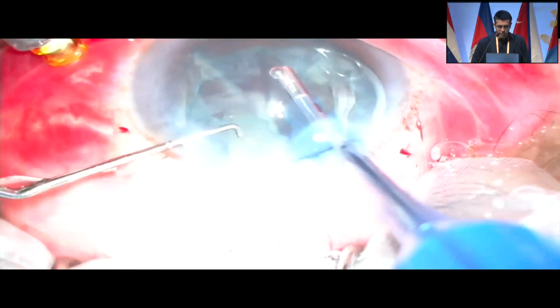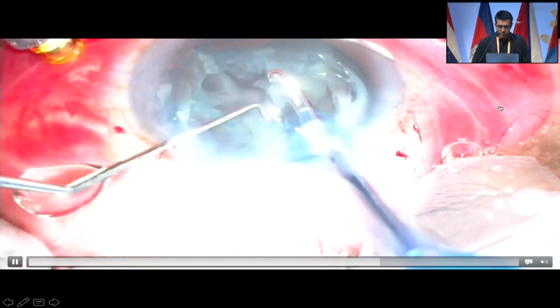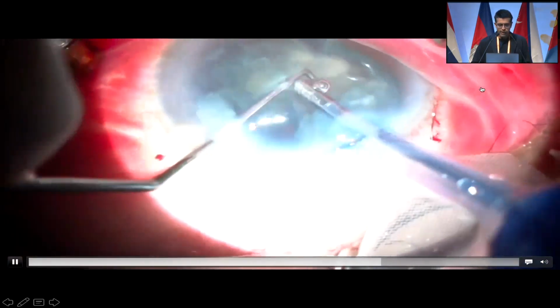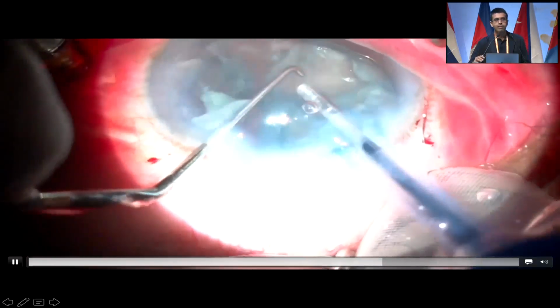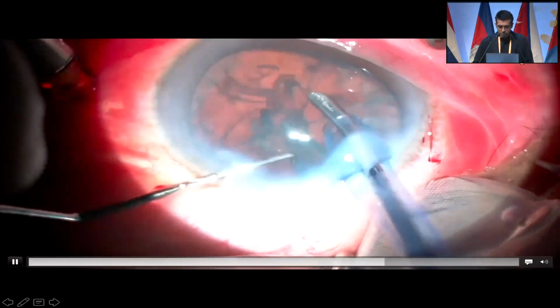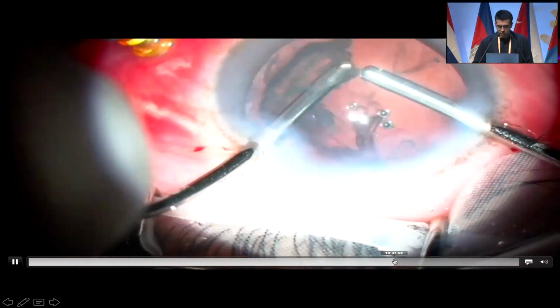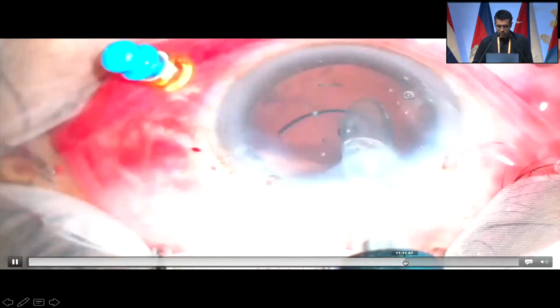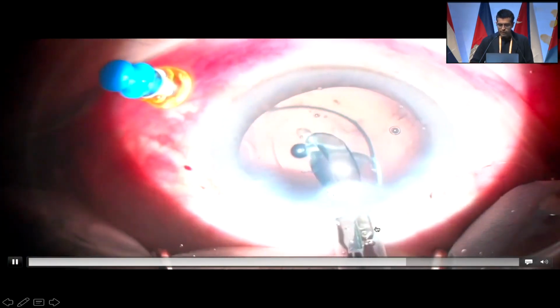And once that is completed, we go in and do the IA. The IA will be a bit difficult because we have the ECR in place, but that's something that we have to deal with. Once that is done, we put in a 3-piece IOL in the bag.